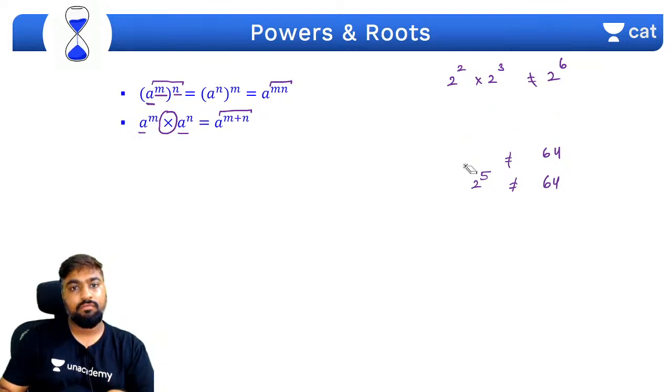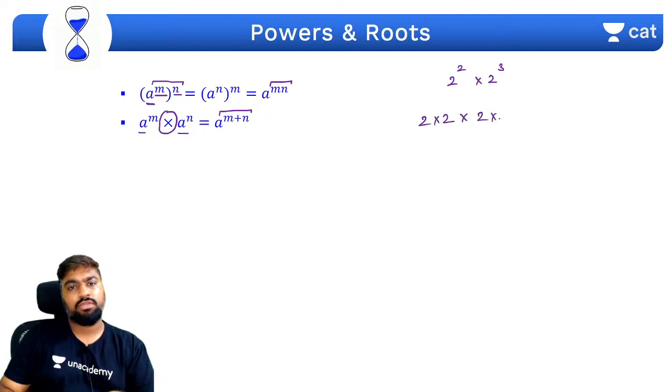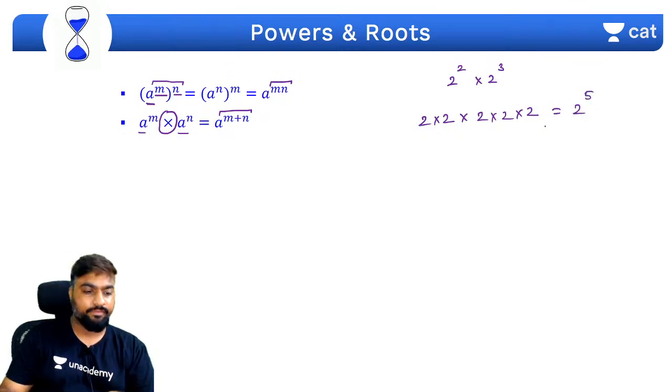So this we can write as 2 square is 2 into 2 and 2 cube is 2 into 2 into 2. This is what? 2 five times, 2 power 5.